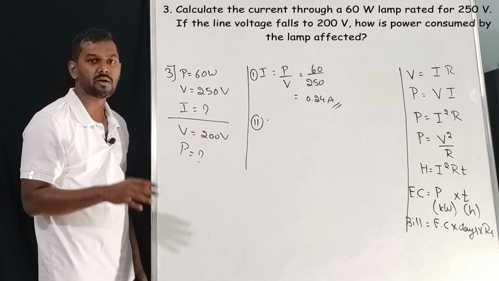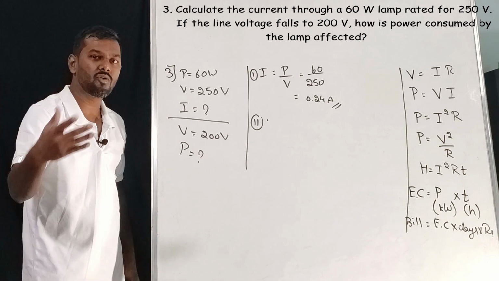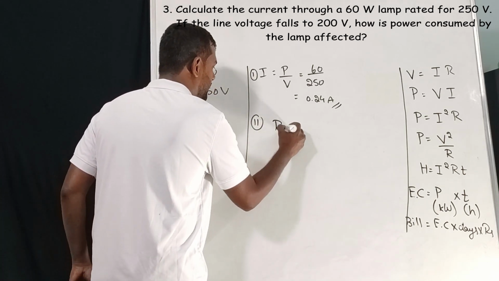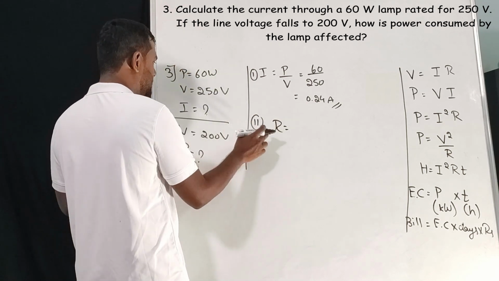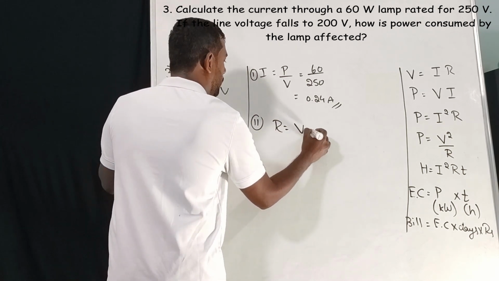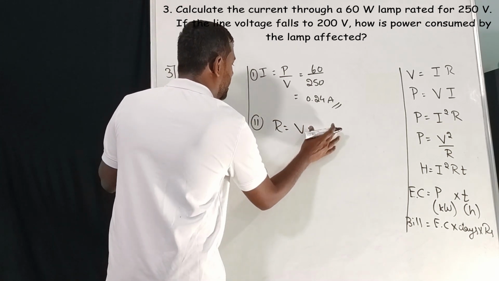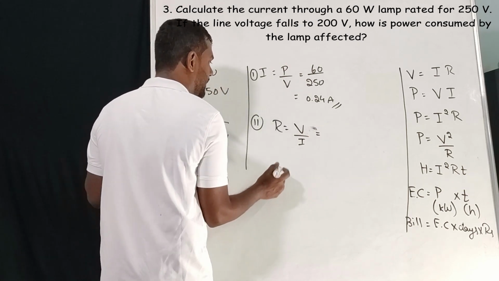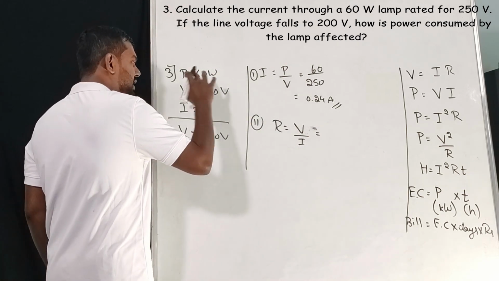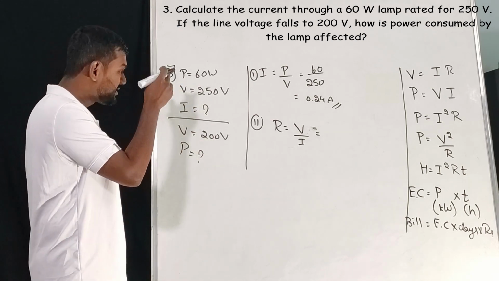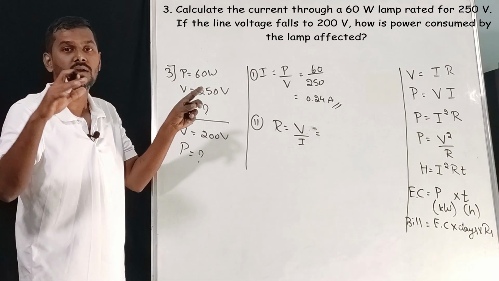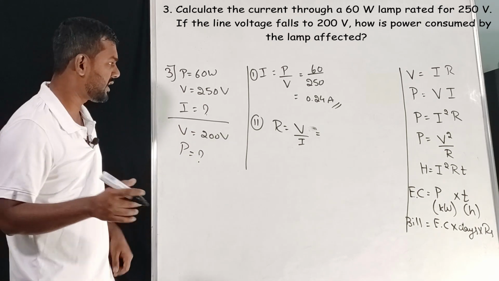Resistance of the wire is nothing but V is equal to IR. Go for the Ohm's law only. Okay. In Ohm's law, we need to find first resistance. Resistance is equal to voltage divided by current. See, we are finding the resistance of first case only. The same value will be here. Why? Because we are finding the resistance of the wire. The resistance of the wire will not change, correct?